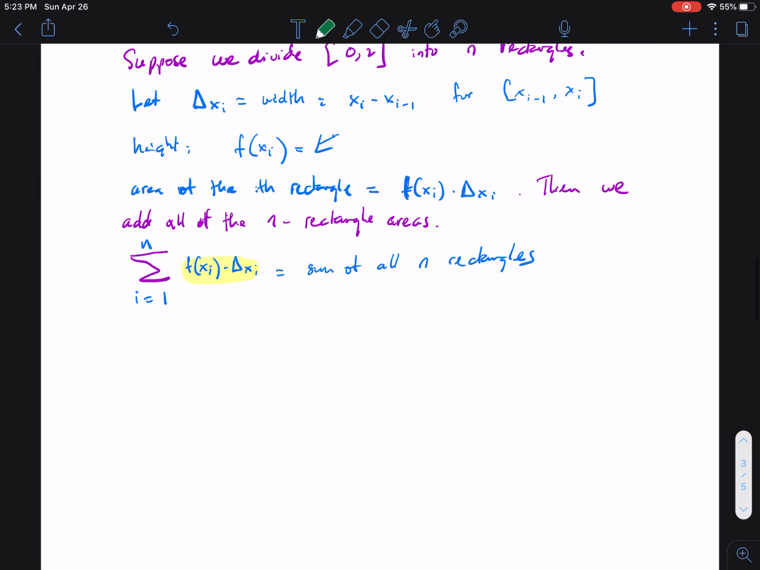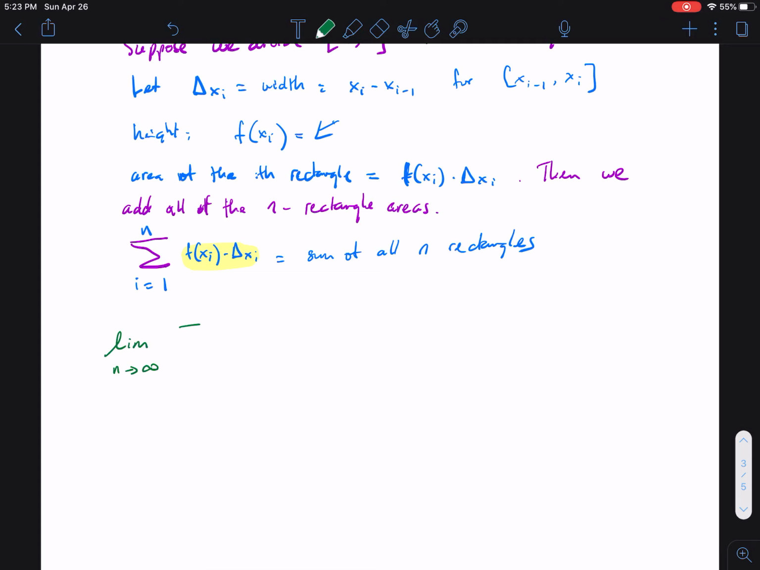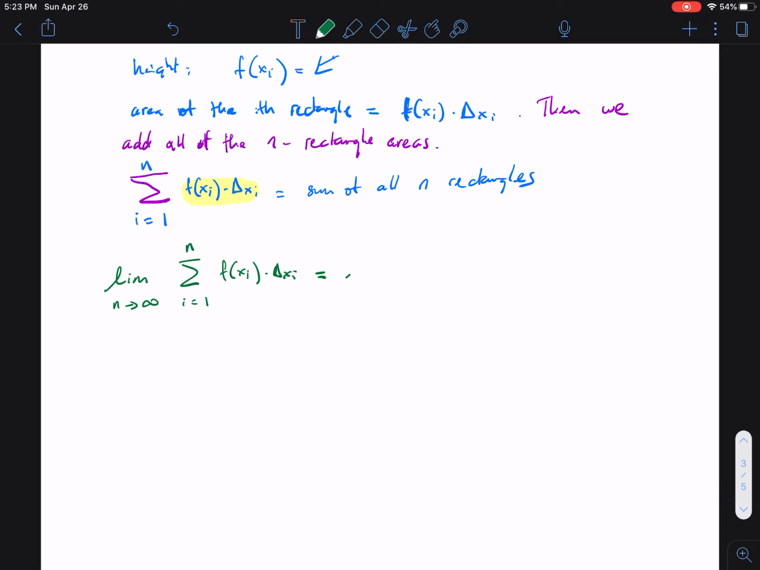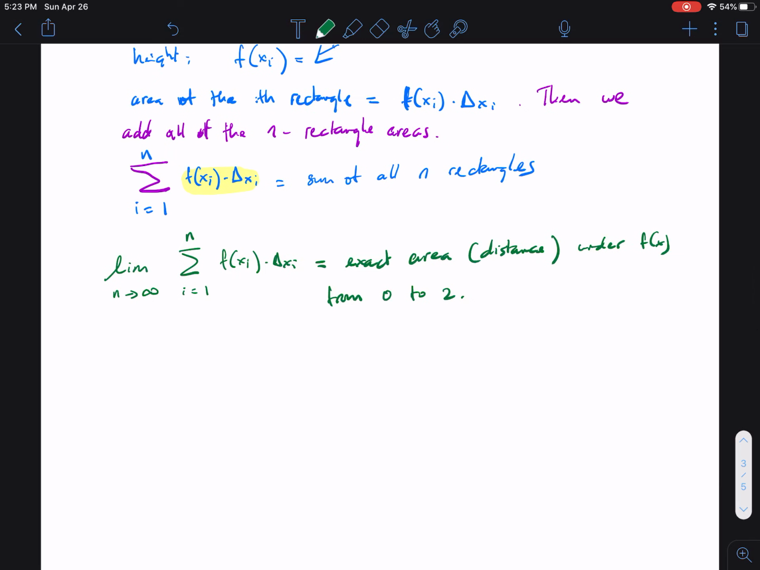Well, we can introduce that concept by using the limit. So let the limit as n approaches infinity of this sum. If we let that tend to infinity, that means we have created infinitely many tiny rectangles that fit perfectly underneath the curve from 0 to 2. And that will be equal to the exact area, or the distance traveled by the car, the exact area under f of x from 0 to 2. So there it is. This is called the Riemann sum. This is the limit of the Riemann sum.